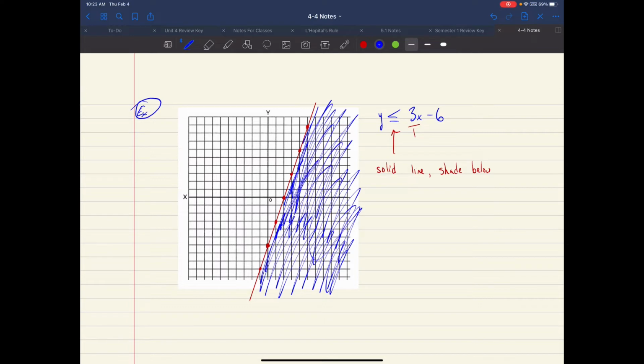So that would be the solution graphically to this inequality. So the solution is the graph.